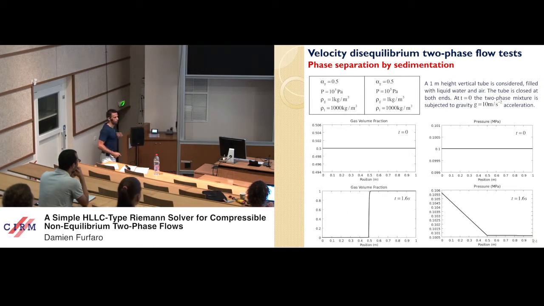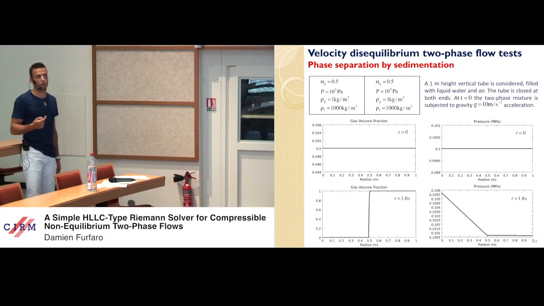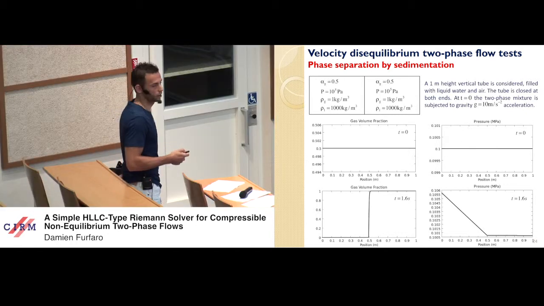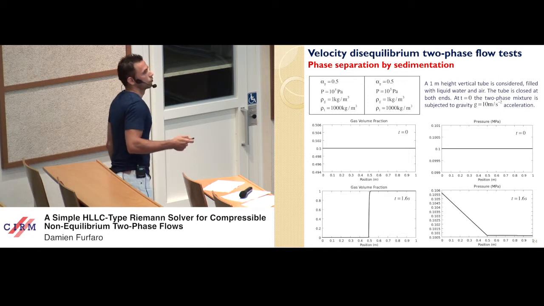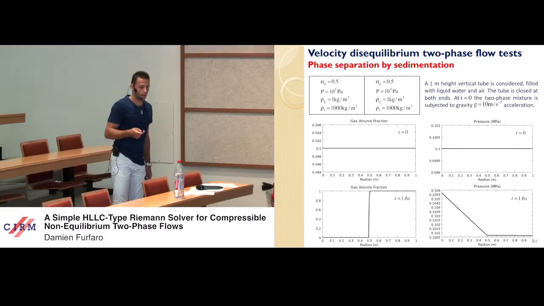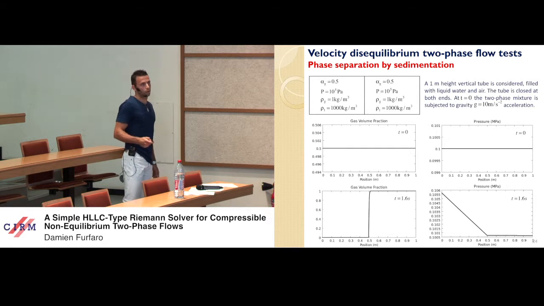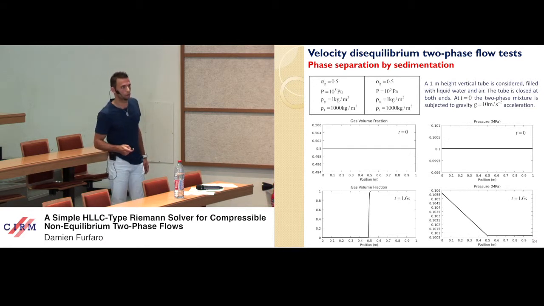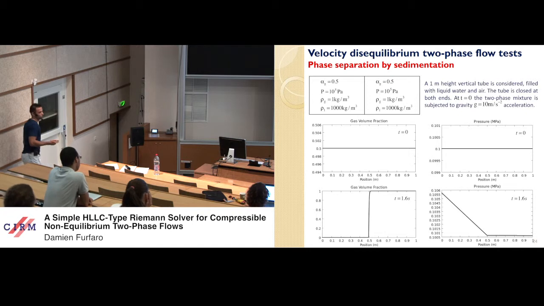Phase separation by sedimentation. A 1 meter height vertical tube is considered, filled with liquid water and air. The tube is closed at both ends. At the initial state, the two-phase mixture is subjected to gravity acceleration. So the heavy fluid falls down and the light one goes up. At equilibrium state, the lower half tube is filled with water and the upper half tube is filled with air. So the method is able to separate the phases.